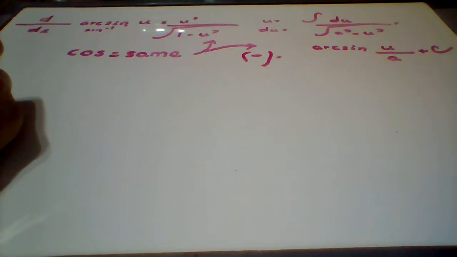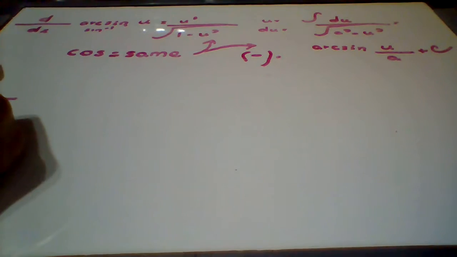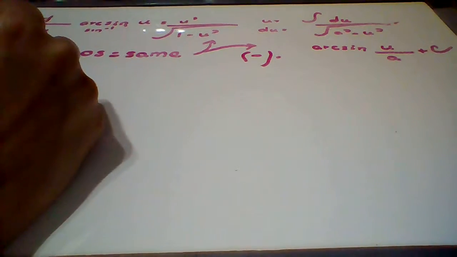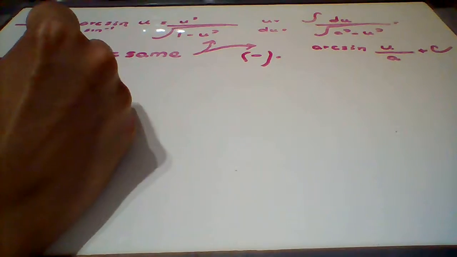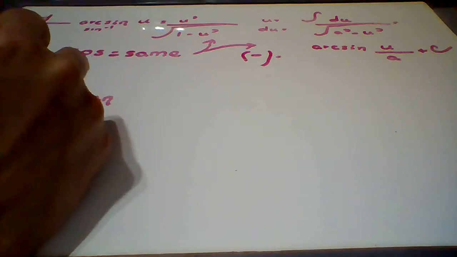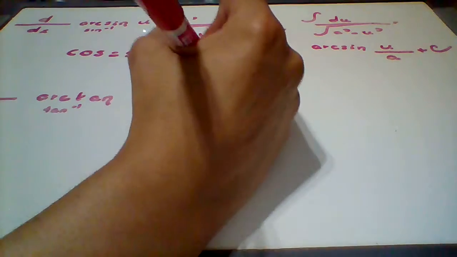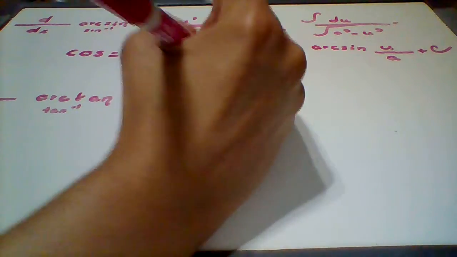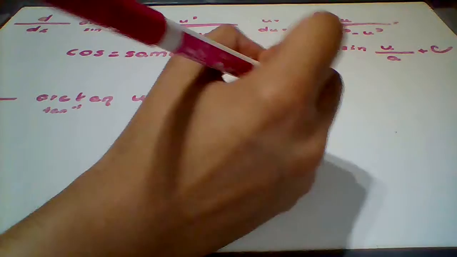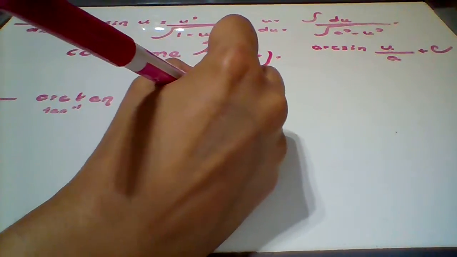Okay, so now let's do tangent. So d/dx of arc tan, which is tangent to the -1, of u is u prime all over 1 plus u squared.